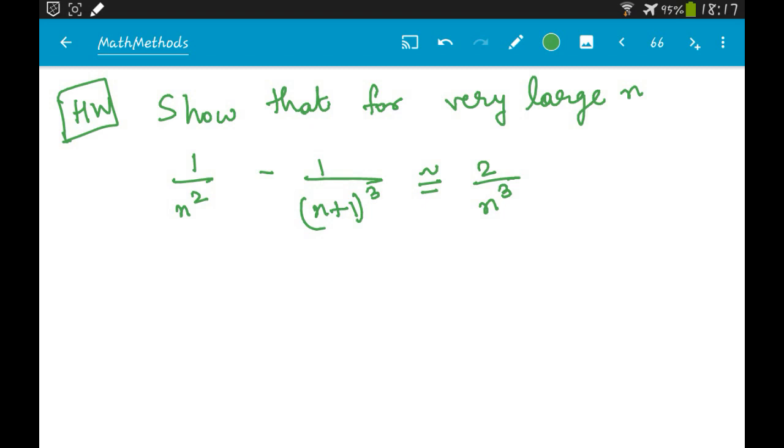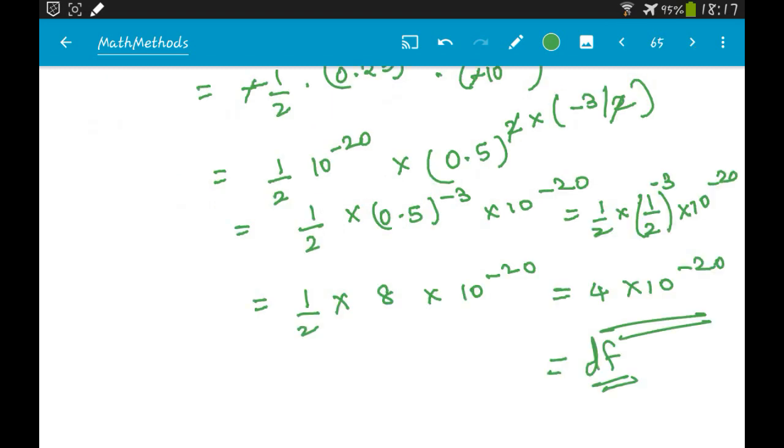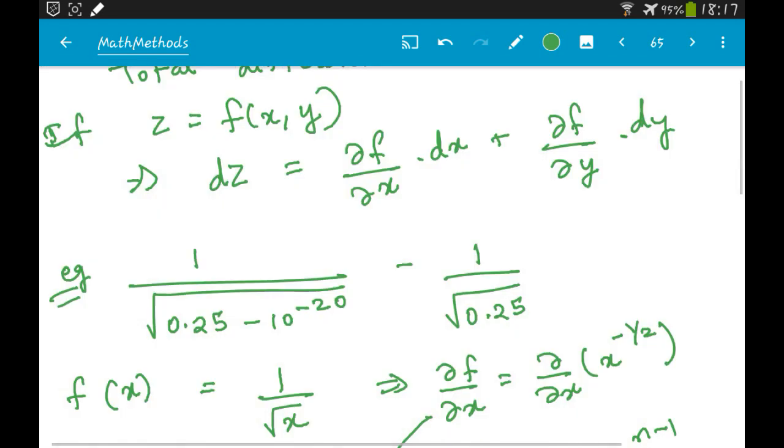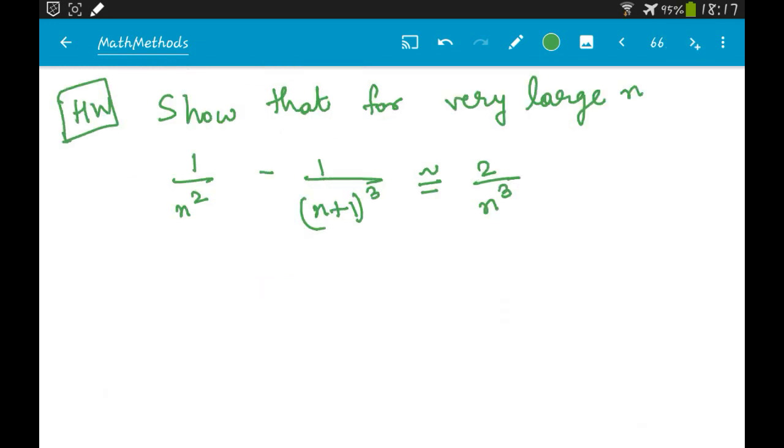Okay. Now you see the dx has to be much smaller than x. So if you see in the previous problem, what did we have? Our x was 0.25, but our dx was 10 power minus 20. So there is at least an 18 order magnitude of difference, right? So similarly here we are assuming that n is very large. So 1 compared to n is going to be very small, right? So that is your hint.